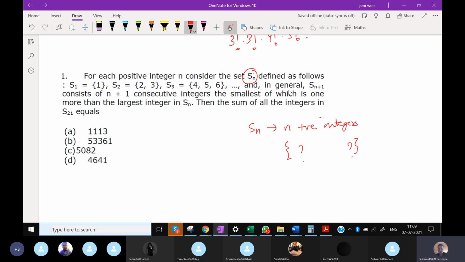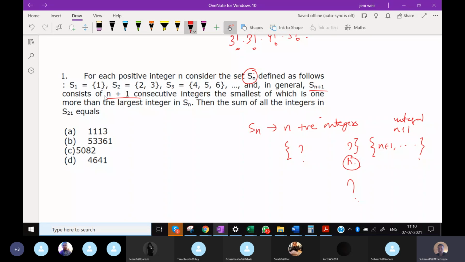So as you can see, Sn plus 1, which is the next set of numbers, will consist of n plus 1 consecutive integers, and the smallest one will be the next one after Sn. So if this is n, the next one would be n plus 1, and there would be n plus 1 integers, right? Now the question is, what would this be?